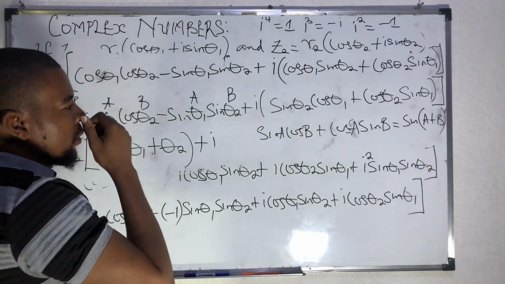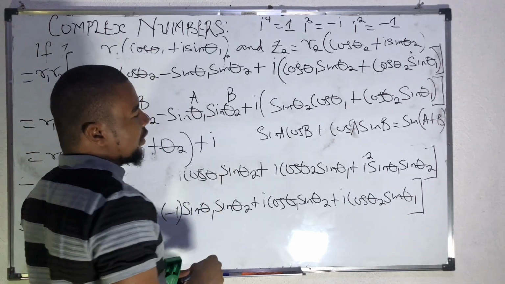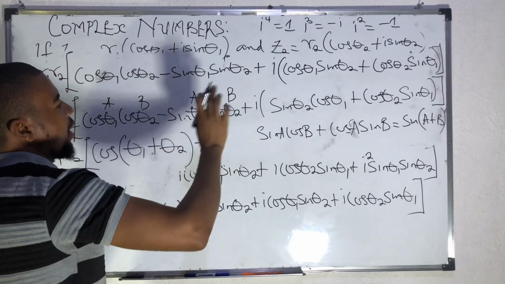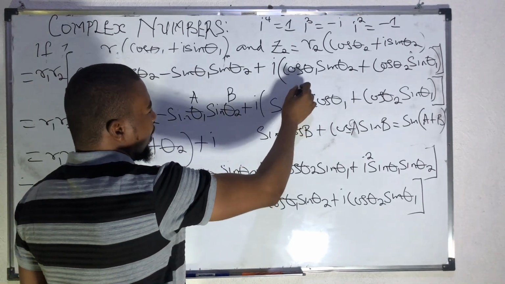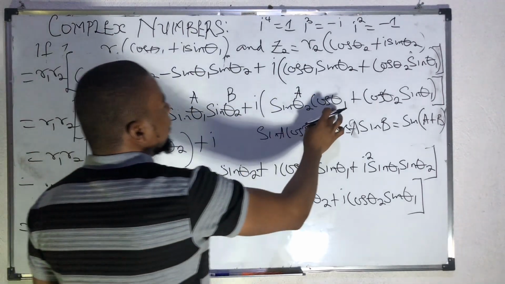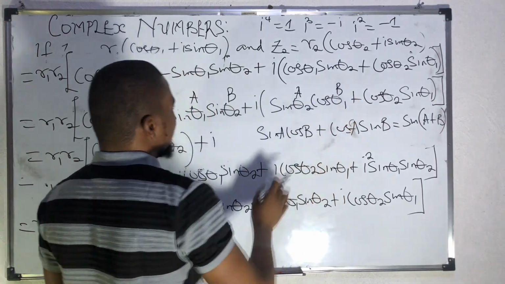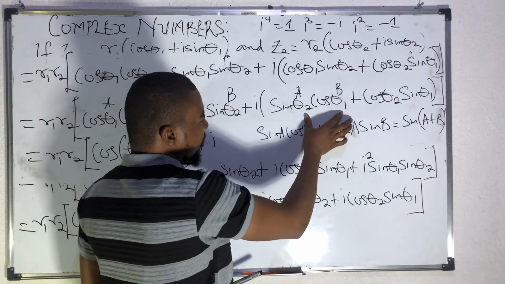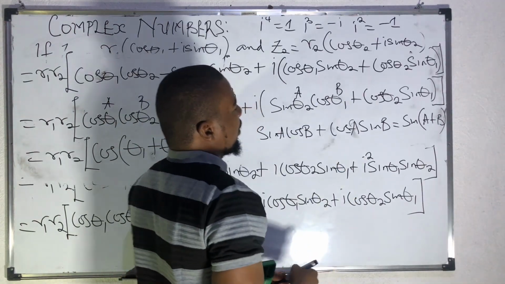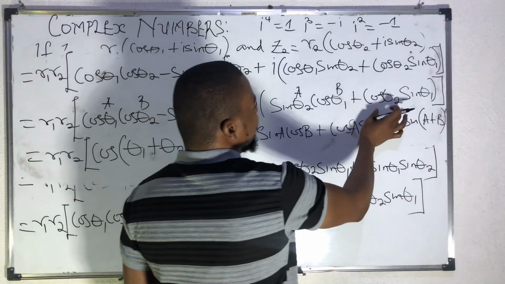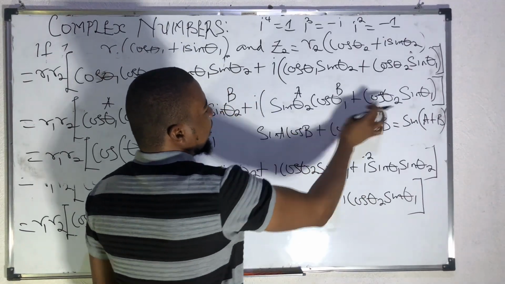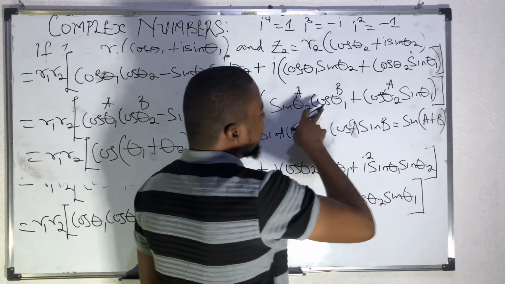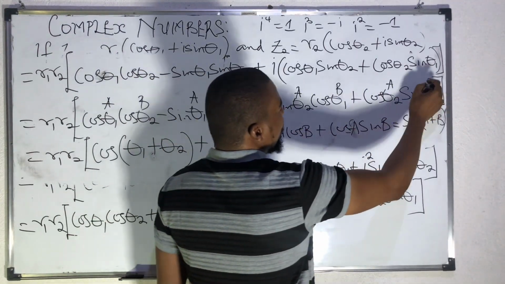Now, let's look at this. Let's say that in this case our theta 2 is our A, and our theta 1 is our B. Now, you can say sine A cos B, plus the next one, theta 2. Remember that our theta 2 is our A, so this theta 2 now becomes our A. And theta 1 is our B, so this one now becomes our B.